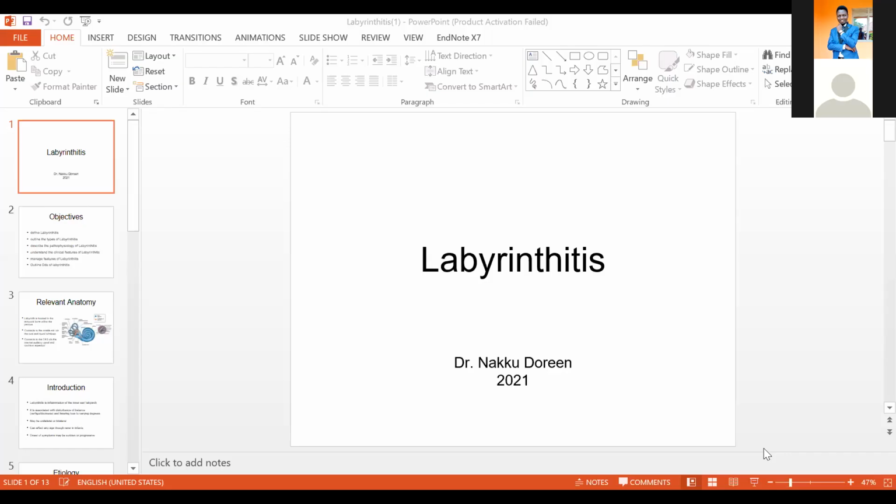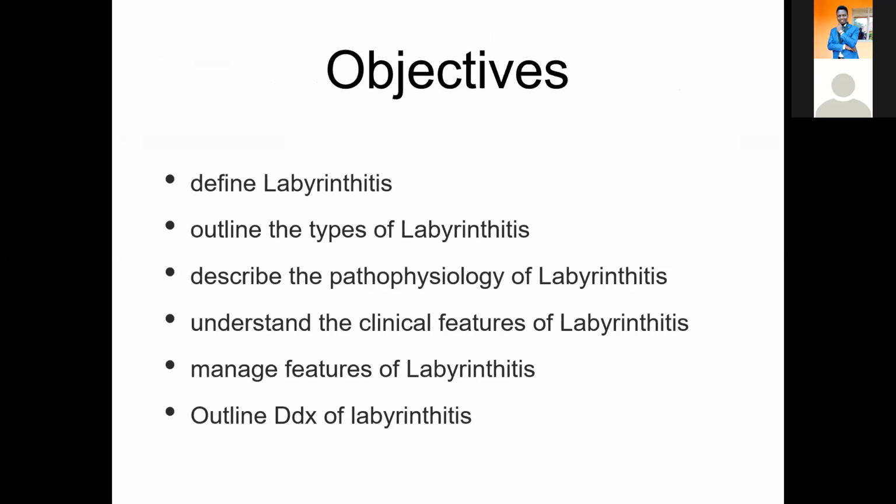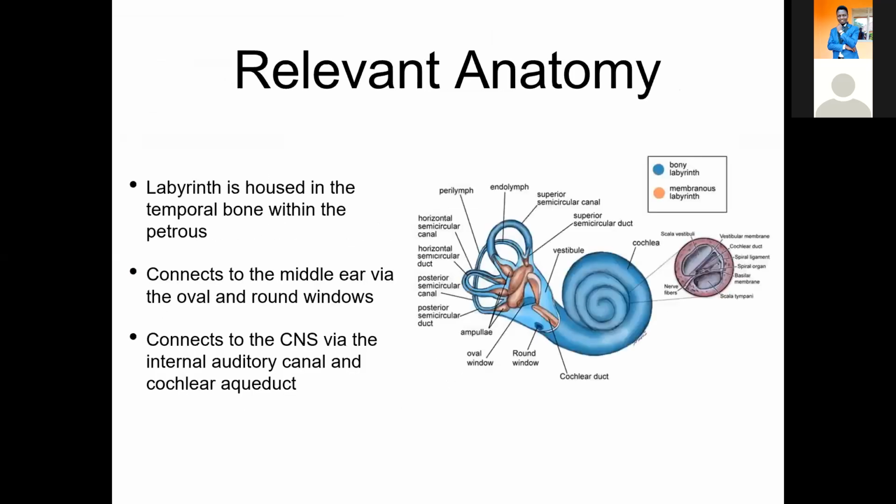Briefly, let's talk about labyrinthitis, and then we shall go to the question session. Objectives: we are going to define labyrinthitis, outline the types and the pathophysiology, understand the presentation, and outline the diagnosis and treatment. Labyrinthitis, we know the labyrinth is housed in the temporal bone within the petrous part. The temporal bone has 4 parts: the tympanic, the squamous, the petrous, and the mastoid.